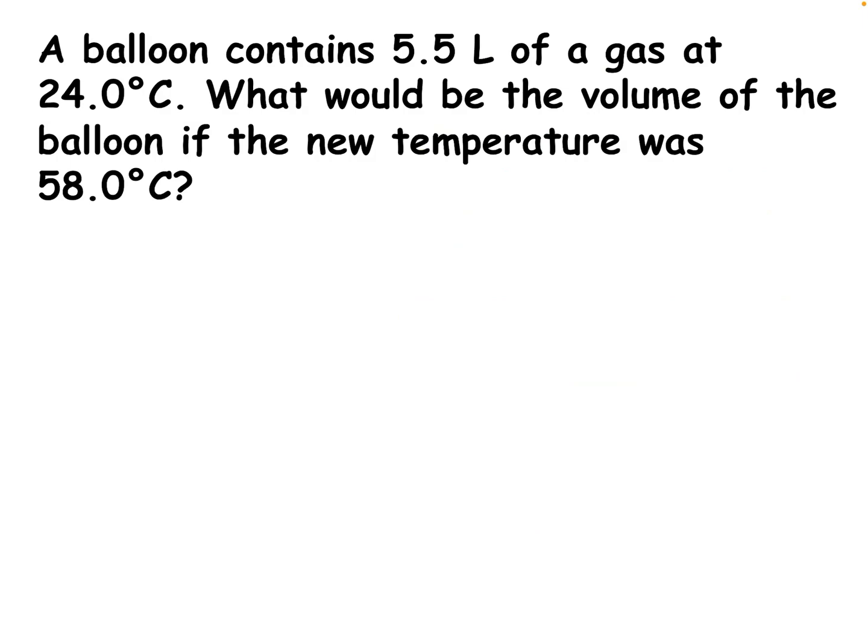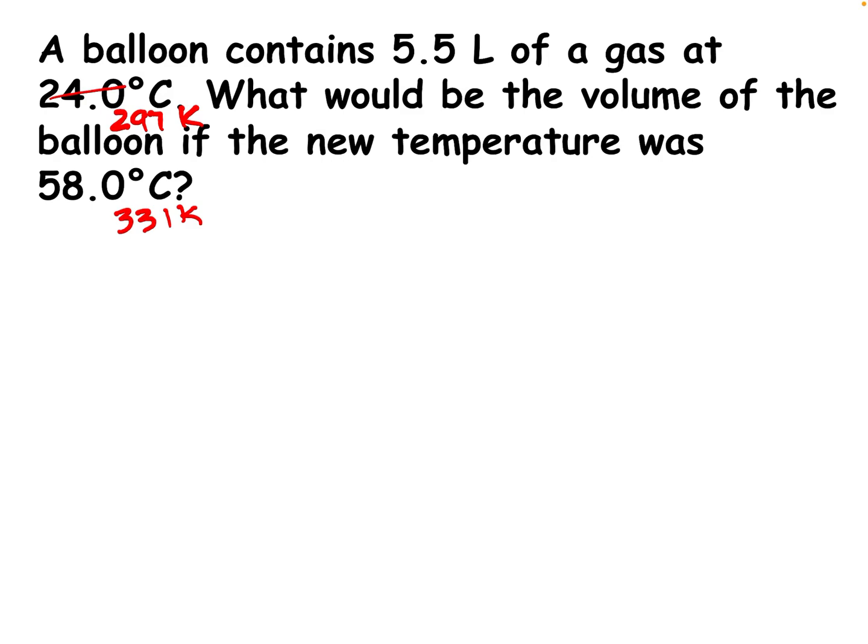A balloon contains 5.5 liters of gas at 24 Celsius. What would be the volume of the balloon if the new temperature was 58 Celsius? So first of all, we may not use Celsius. So I'm going to add 273 to both of those. So this is 297 K. And 58 plus 273 is 331 K.